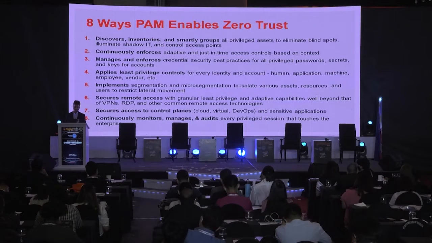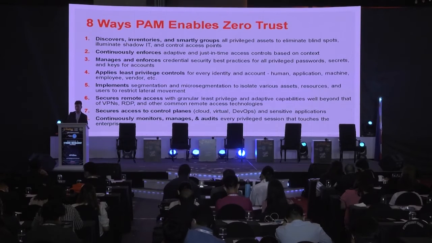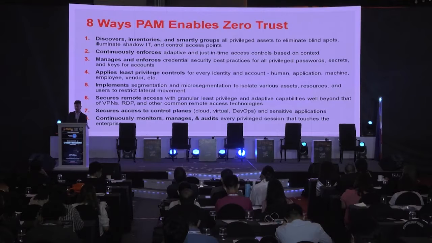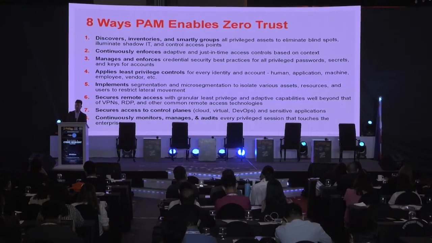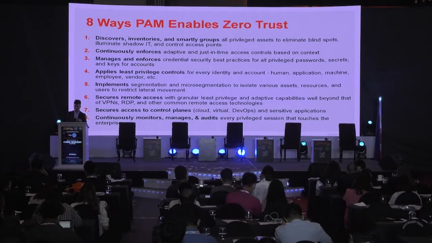So the second point is we need to continuously enforce adaptive just-in-time access. This is basically a concept that tells the users, you know what, you need to do these actions within the time frame. Anything outside of the time frame, we will disable your access. This greatly reduces the attack surface in terms of privilege escalation kinds of attacks.